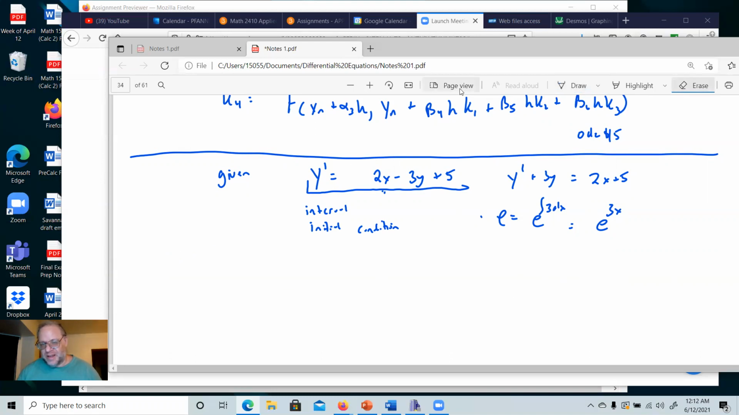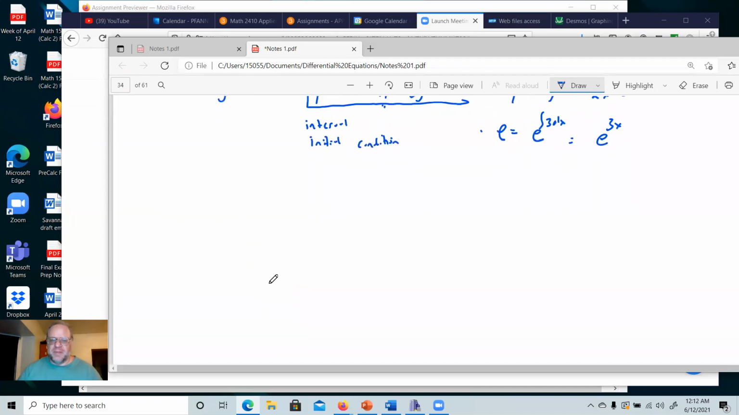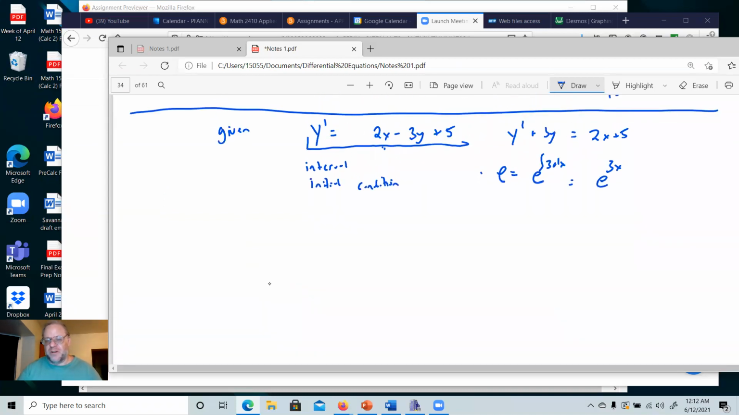I'll take us through the Octave. I don't use MATLAB because I don't have it, but Octave works just fine, and I'll put a link in there for you as well. So what we're going to do is say f is equal to, we need an inline function. So we're going to say this is x, y, and then we're going to have 2x minus 3y plus 5.